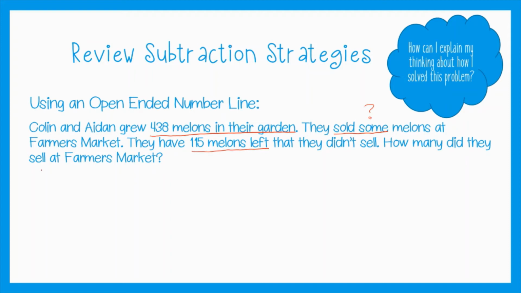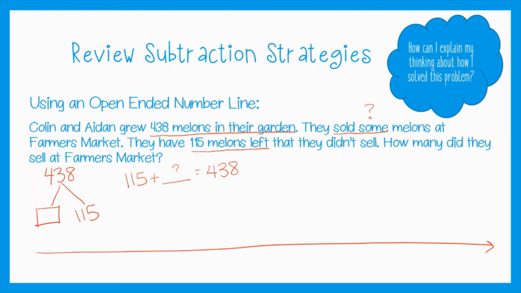So if they started with 438, they sold some and had 115 left. So now we need to write an equation for this. So I have the 115 that are left plus the amount that I sold, which is unknown, and that's equal to 438. Now I can draw my number line and start solving it.